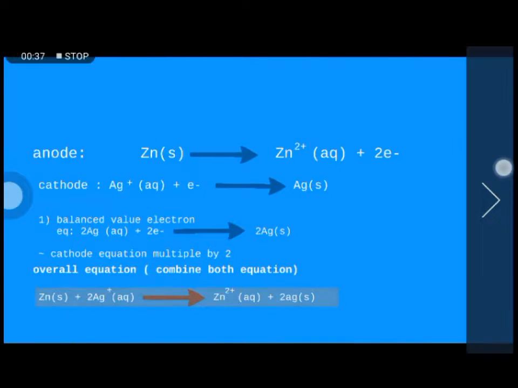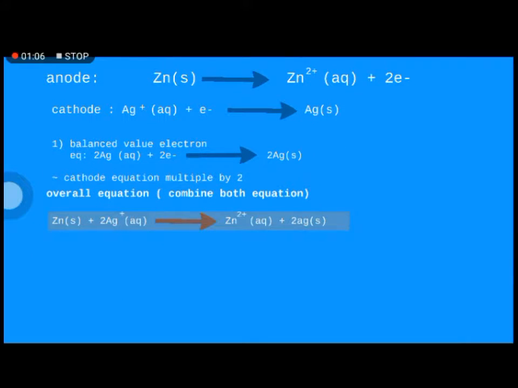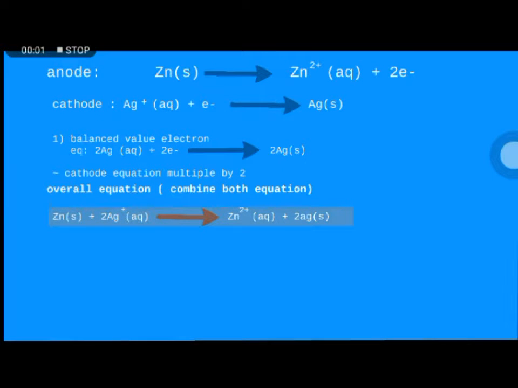Let's find out the example that I have stated. There are anode and cathode half equations up there, but the value of electron is not the same. So, how are we going to balance it? We multiply the cathode half equation with 2. So, there are 2 electrons at cathode and 2 electrons at anode. That is the second step. The third step, we have to combine all the equations. So, the electron must be crossed out, and then we can produce zinc solid, 2 silver ion, and produce zinc ion and 2 silver solid. Okay, we're done with the overall cell equation.